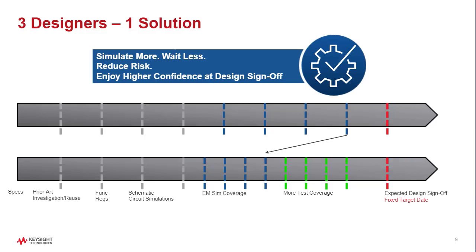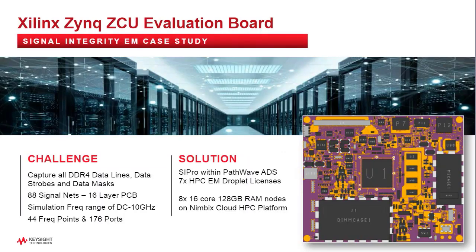So let's jump to an example, and this is a flagship example for us to show you the true power of cloud HPC. This is a Xilinx evaluation board. We want to tackle the entire DDR data bus. So there's 88 signal nets in total. It's a 16-layer PCB. We've got 44 frequency points that we need to solve for, and that leads to 176 EM ports on this particular design. And essentially you're going to get an S parameter that's S176 by 176. That's a huge amount of data. We're going to have a very large S parameter file out of this.